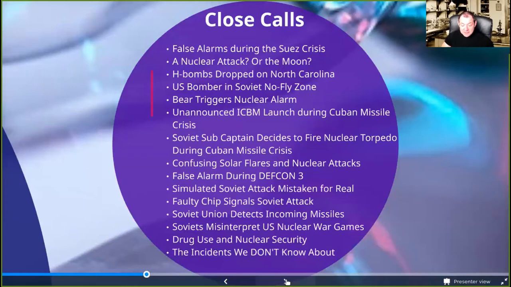Soviet sub-captain decides to fire nuclear torpedo during the Cuban Missile Crisis. This may be the closest call of all. On October the 27th, 1962, during the Cuban Missile Crisis, 11 US Navy destroyers and the aircraft carrier USS Randolph had cornered the Soviet submarine B-59 near Cuba, in international waters outside the US quarantine area.